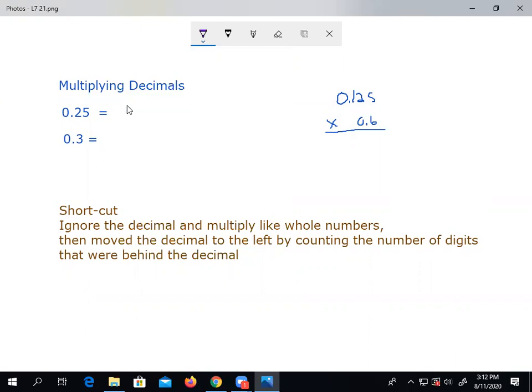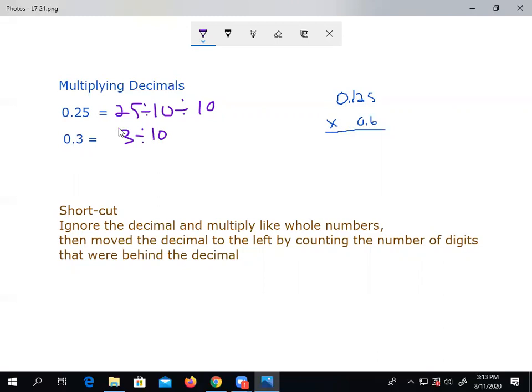So multiplying decimals. One thing to pick up on is, 0.25 is really the same thing as 25 divided by 10 divided by 10. Those are equivalent. Because remember, dividing by 10s make you lose place value, so that takes you back to 0.25. 0.3 is the same thing as 3 divided by 10, because 3 divided by 10 makes you move the decimal one place to the left, so those are equivalent.